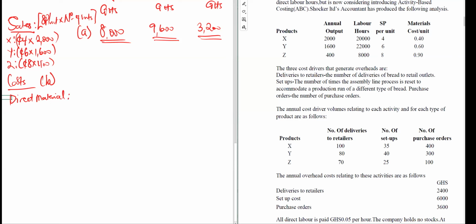So direct material, let's take X. X direct material per unit was 40 pesos, but how many units were we producing? 2,000. Then Y was 60 pesos, and we're producing 1,600. Z was 90 pesos, and we're producing 400 units. So direct material will give us how much?